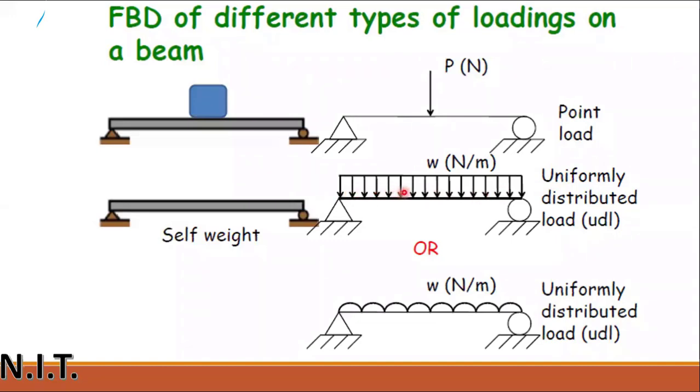You can see that this load is uniformly distributed on the whole beam and its unit will be Newton per meter. This type of load is called uniformly distributed load. We also call it UDL. It has two types of representations. We can represent it by these vertical lines and you can also represent it in this way. This is also the representation of UDL and this is also the representation of UDL. These are just the diagrams, the difference between the free body diagram and the with body diagram.